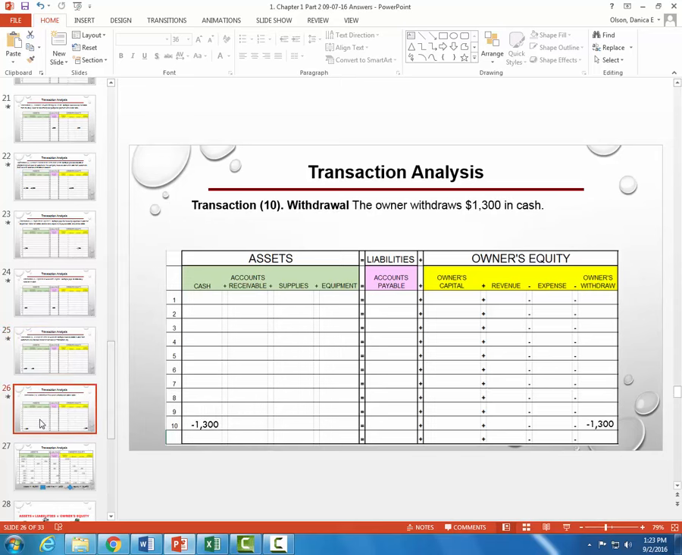Transaction 10. Withdrawal. The owner withdraws $1,300 in cash. This results in cash decreasing by $1,300, and equity is affected by an owner's withdrawal by a decrease of $1,300.